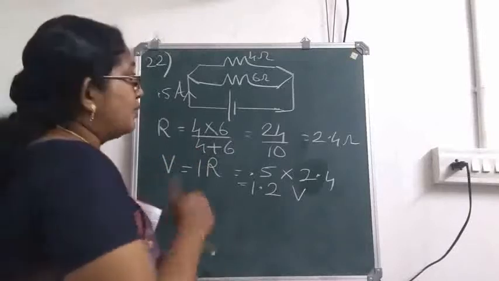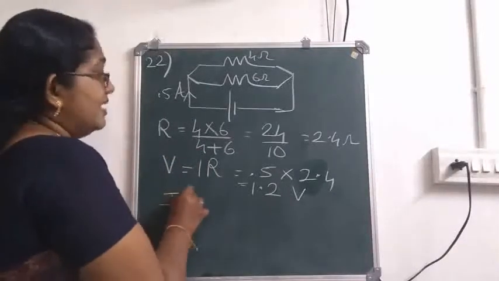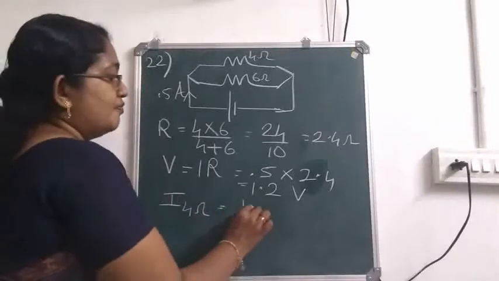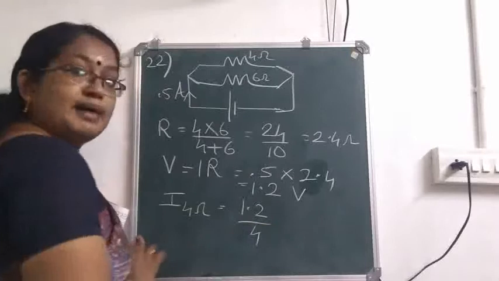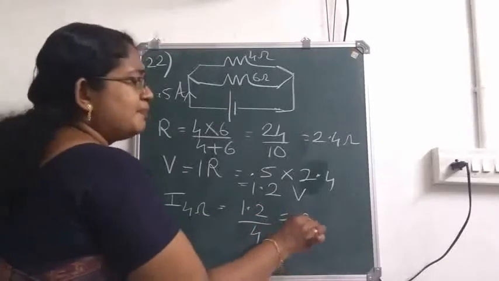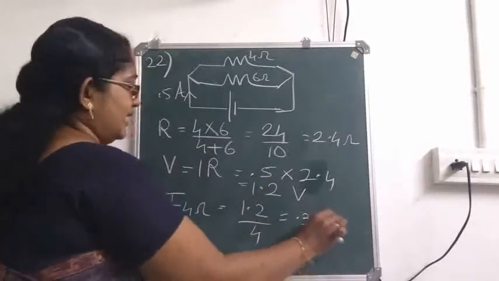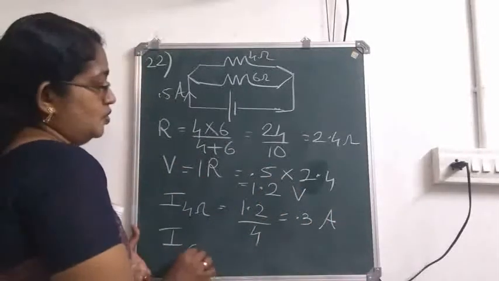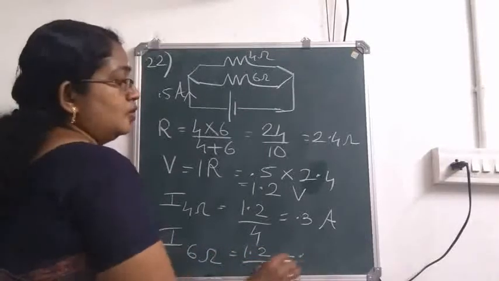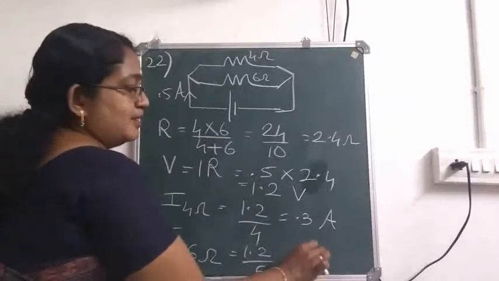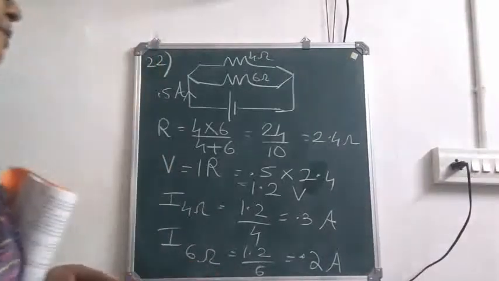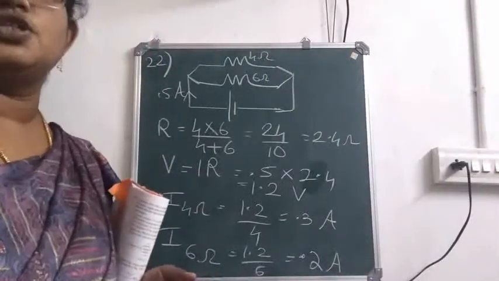Since we got the total potential, we can calculate the current. So first, current through the 4 ohm resistor. So 1.2 divided by 4. 12 by 4 is 3. Since one decimal place is there, it is 0.3 ampere. Now current through the 6 ohm resistor. 1.2 by 6. So 12 by 6 is 2. Since one decimal place is there, it is 0.2. So you are getting the answers as 0.3 ampere and 0.2 ampere.